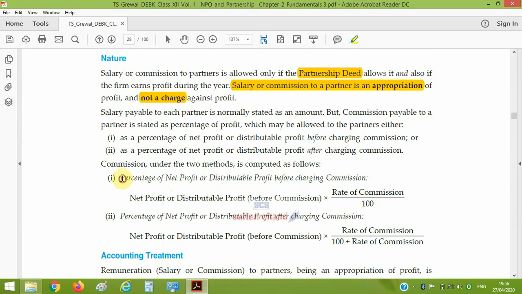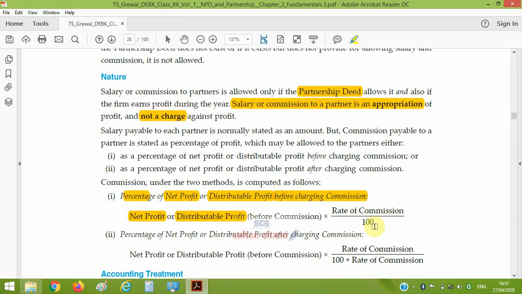for example 10% of net profit, that is divisible profit. Divisible profit I have explained in previous classes. Divisible profit before charging such commission means whatever the divisible profit or net profit is as per the statement of the question, before commission, you have to take some percentage, that is 10%. So divisible profit or net profit as per the question, then 10 by 100 will be the amount given to the partner.